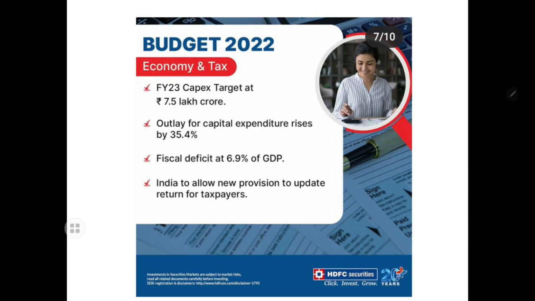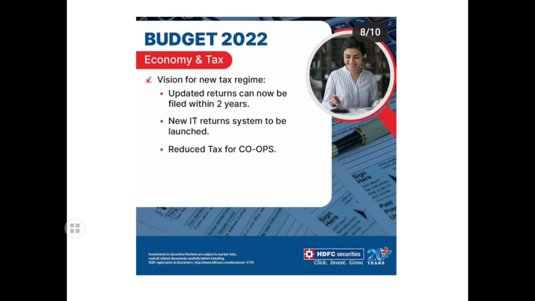If we have the FY23 capex target, this capex target is high on machinery and construction, that's capex. Outlay for capital expenditure is 35.4, fiscal deficit at 6.9% of GDP, and India to allow new provisions to update returns for taxpayers. That's great. Over to economy and tax. Vision for new regime is update returns that can now be filed within 2 years. IT returns system to be launched, and reduced tax for co-ops.